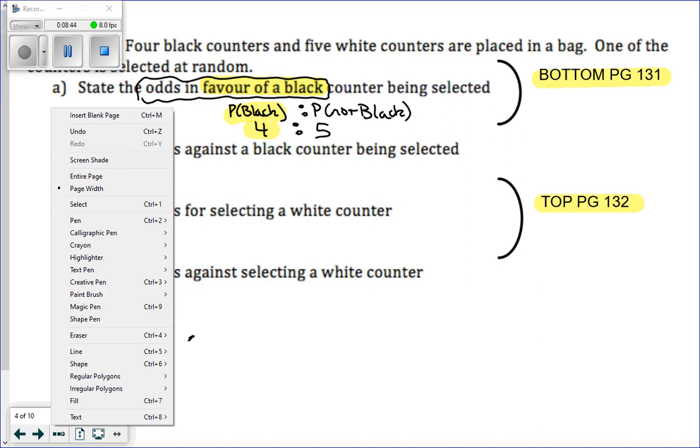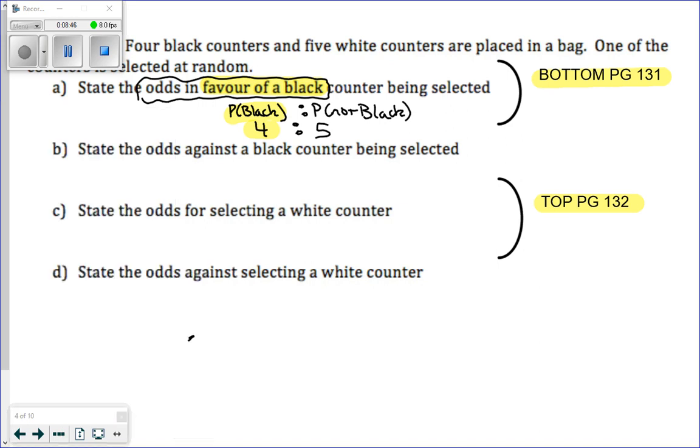So what color did I pick here? If I go green, so not black goes second. Now, you'll know if you did it right if when you take the numbers and add them, you get out your total number of counters. Okay? So state the odds against black. So the first one will be against black. That's the first number you'll see. And the second number will be for black.